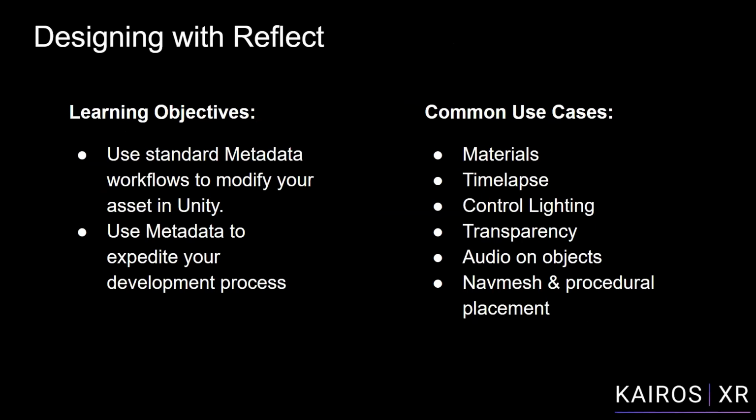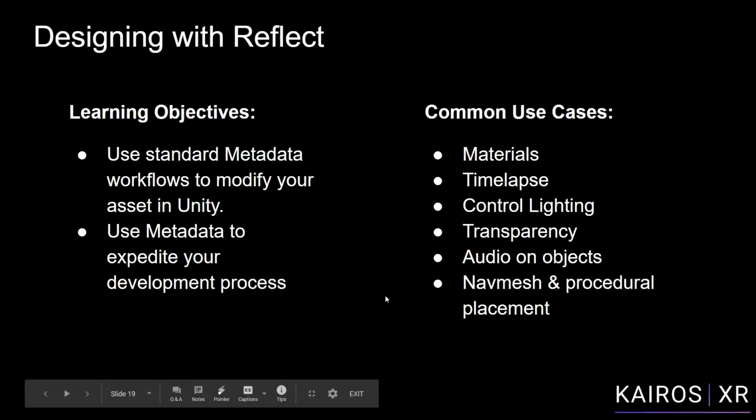A few concepts or use cases for that metadata in the workflow are materials, time-lapse, controlling the lighting in the scene, modifying the transparency of specific objects, and programmatically adding audio to objects as well. And then even adding nav mesh and procedurally placing certain objects. That could be procedurally placing trees around your scene, for example. Or it could be adding certain AI characters. If you wanted to add a bunch of people or animated humanoids, you can procedurally do that instead of placing them all individually.